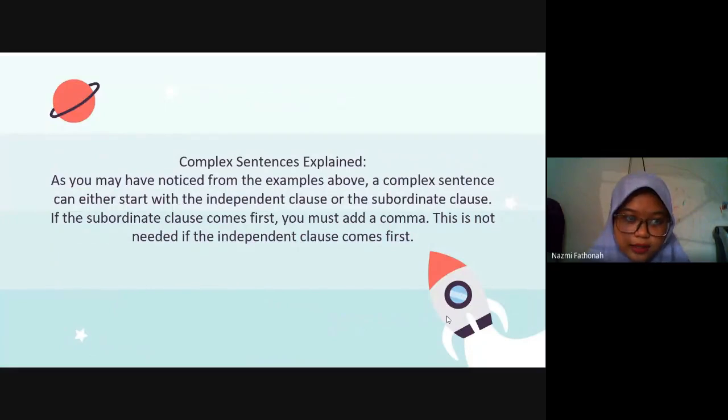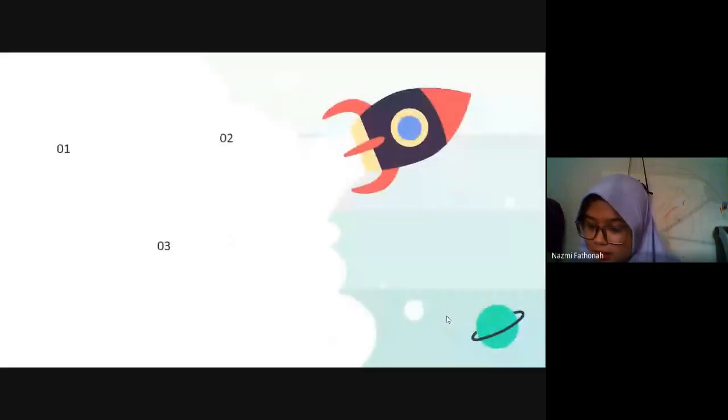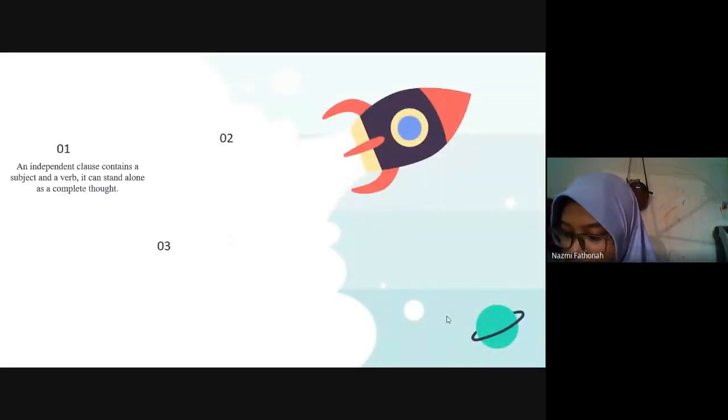Complex sentences explained. As you may have noticed from the examples above, a complex sentence can either start with the independent clause or the subordinate clause. If the subordinate clause comes first, you must add a comma. This is not needed if the independent clause comes first. For the next slide, Noval as the fourth reader.